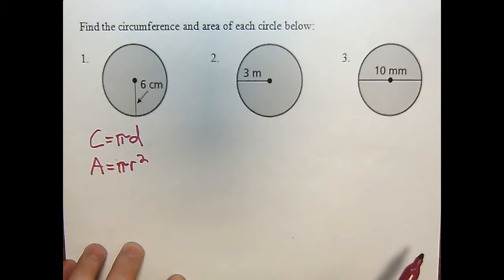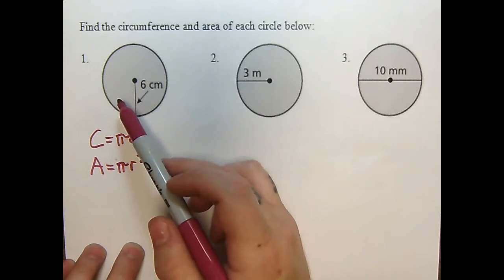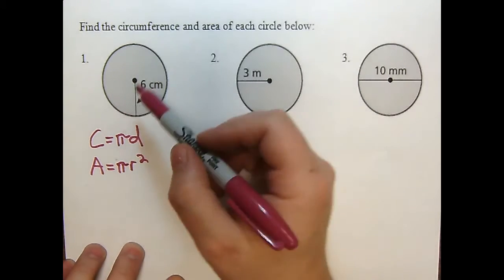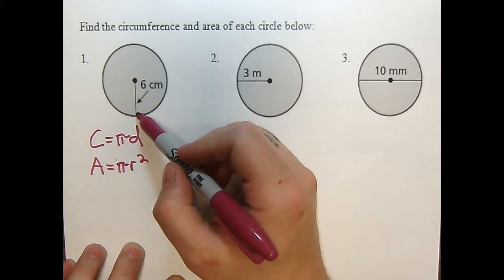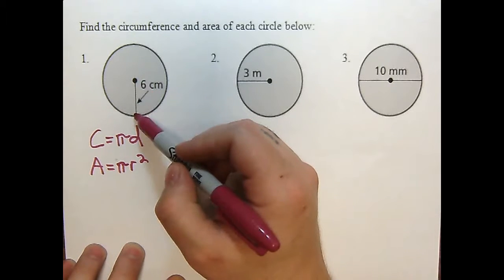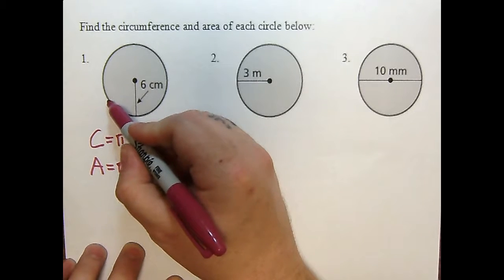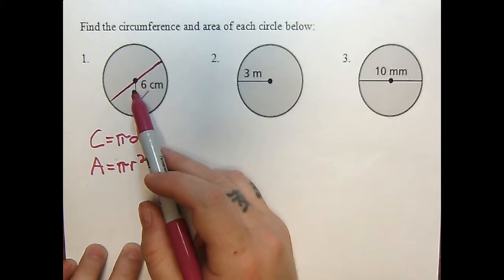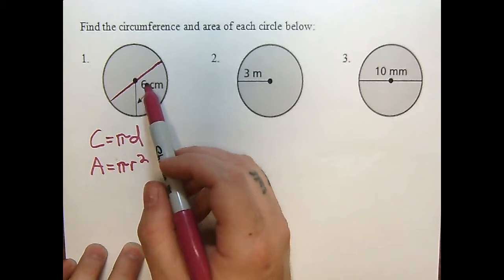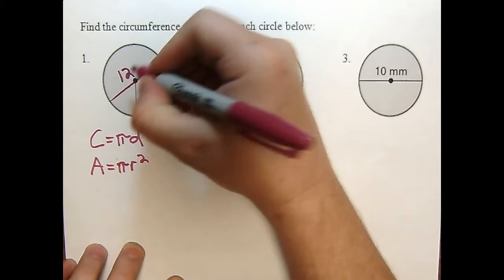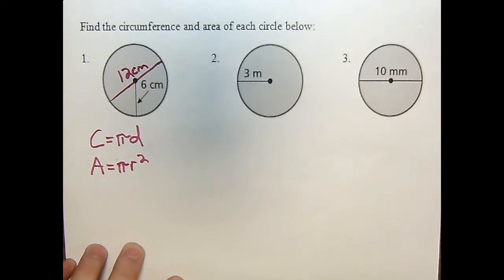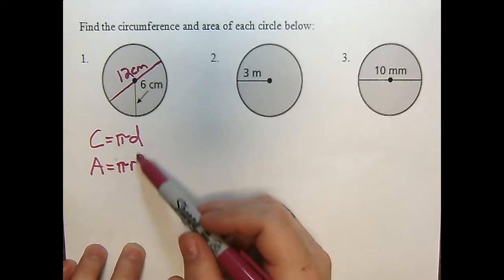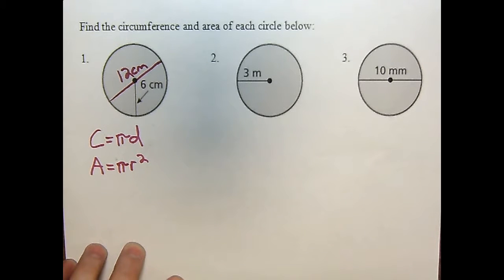So apple pies are 2, which is area equals pi times the radius squared. The first thing I do when I see a circle is I go ahead and fill in the missing piece. So if I have the radius here of 6, I know my diameter is just 2 times that. So 2 times 6 is 12. So 12 centimeters will be my diameter. That way I can use each formula and I'm already done with that part.